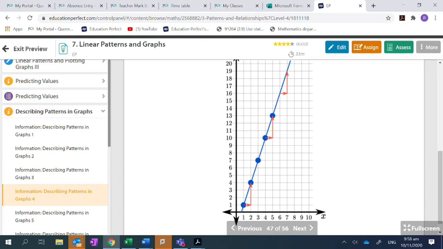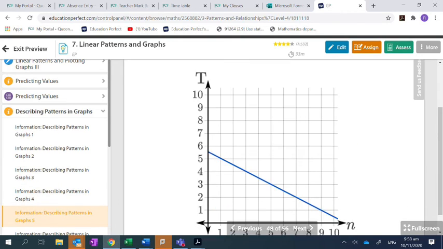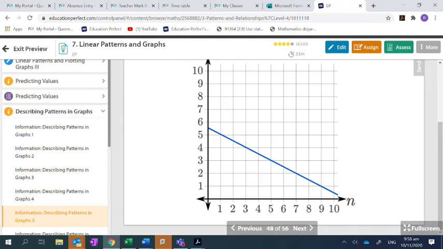By 3. Go over 1, up 3. Go over 1 to the next number, you're going up 3. Right? So it's just like walking upstairs. Okay, so here we go.